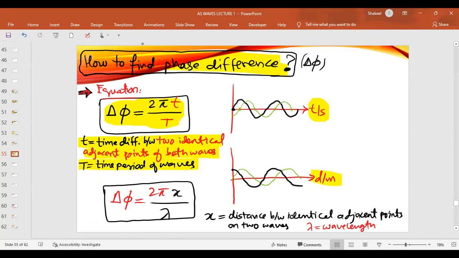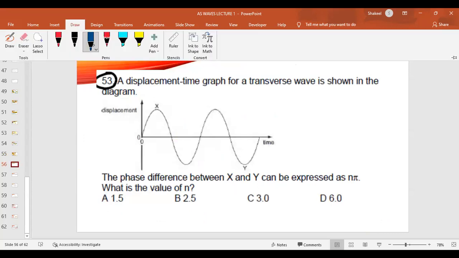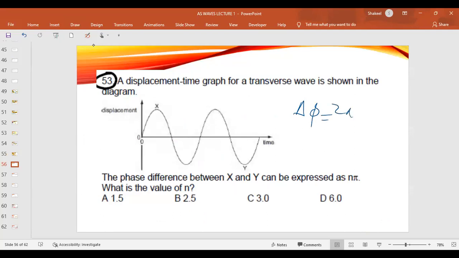Similarly, if x-axis is distance, then you can modify the formula as delta phi is 2 pi x over lambda, where x is the distance between identical adjacent points of the two waves. So using this equation, you can find the phase difference between any two waves. So let's apply this equation over here. Like the phase difference is 2 pi small t over capital T. Let's apply this. This is a wave.